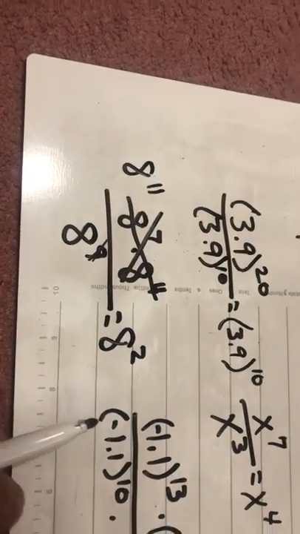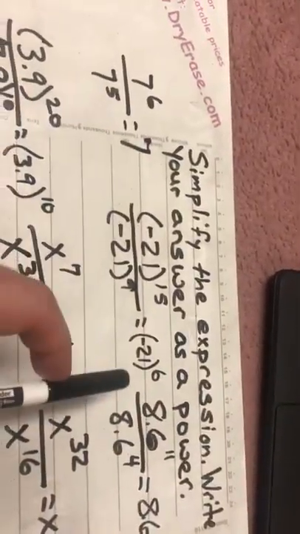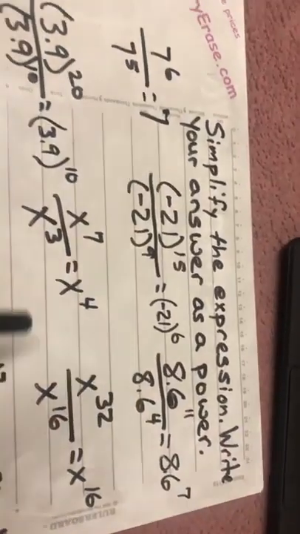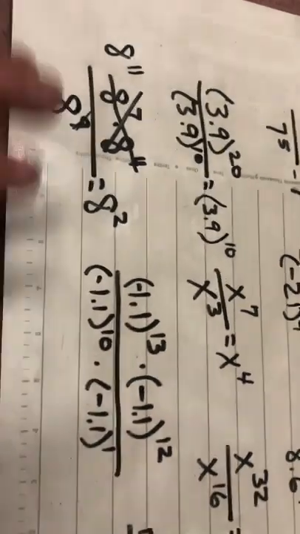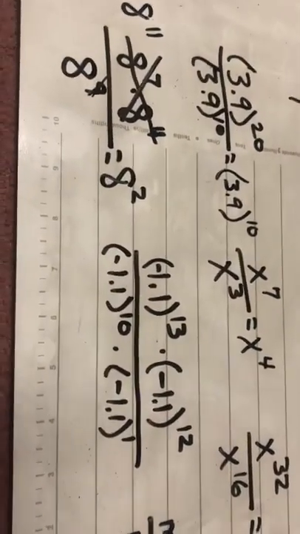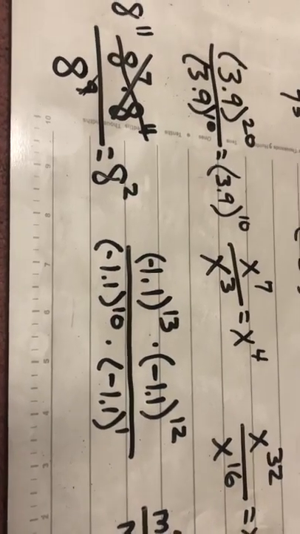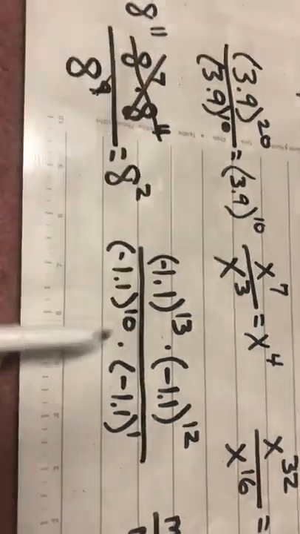All right, and it wants you to write your answer as a power. You'll notice that I'm not trying to solve any of these exponents. Your answer needs to be written as an exponent. You don't need to simplify. Eventually, we will get to simplifying in the future. That's not for today's assignment. Today's assignment, write your answer with the exponent included.